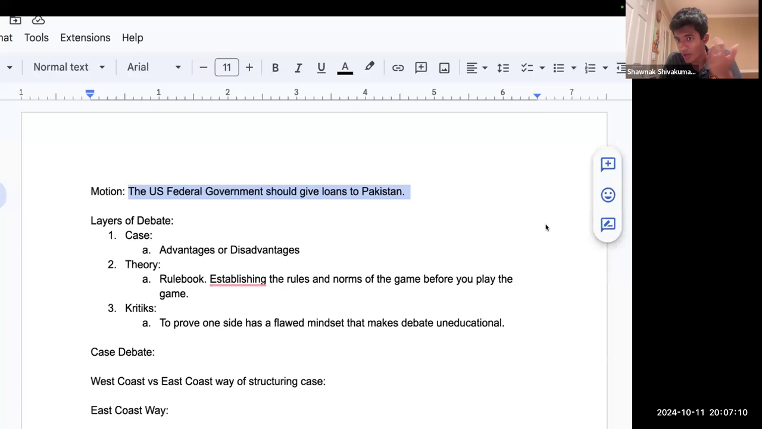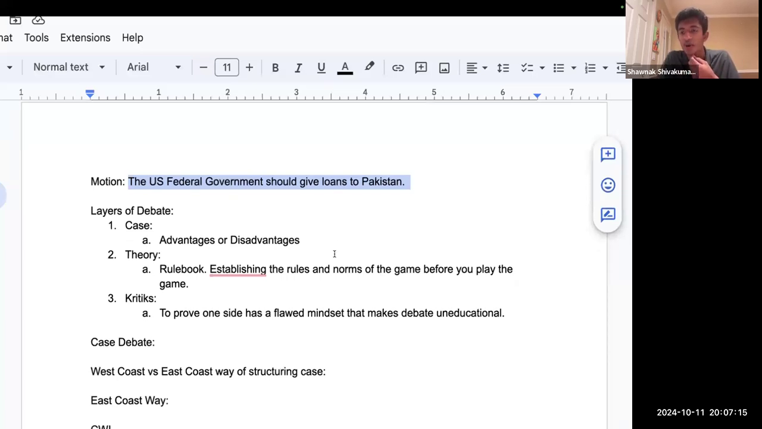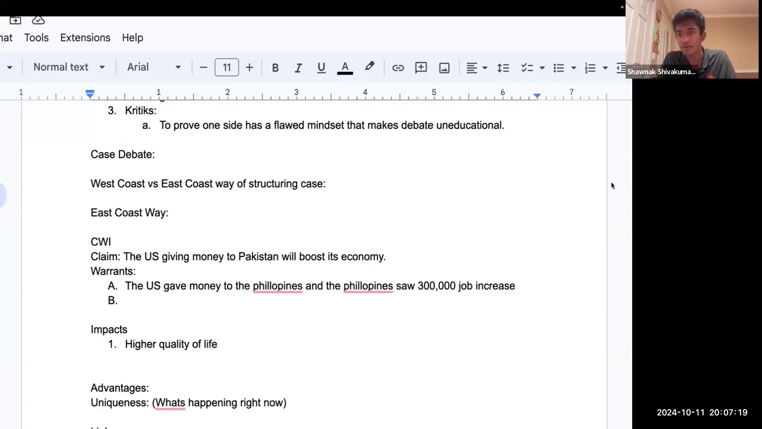I'll make this more engaging. Does anyone have any ideas of what's happening in the status quo? What is prompting this motion to happen in the first place? Anyone, someone.